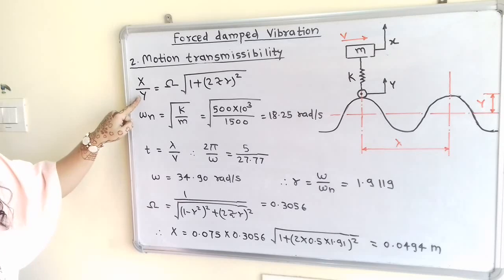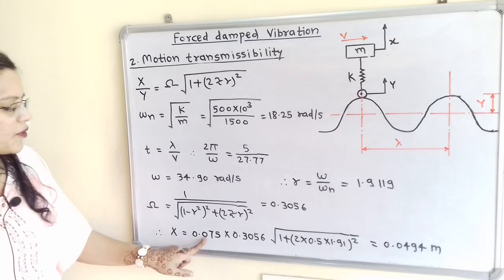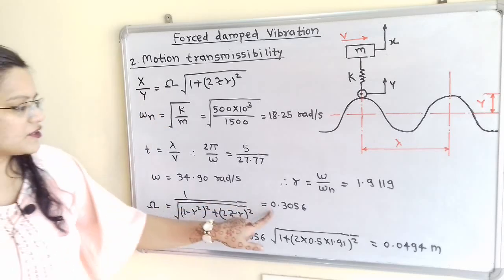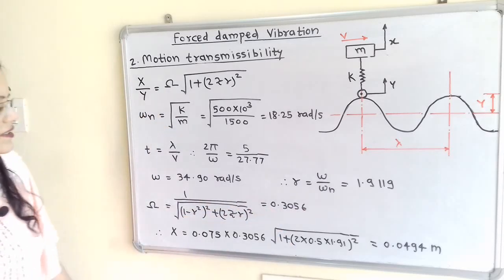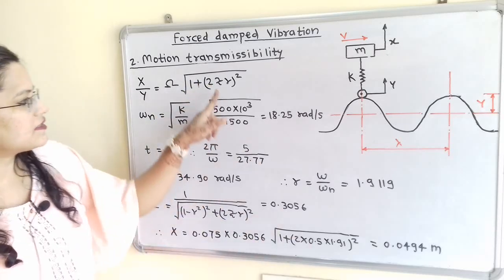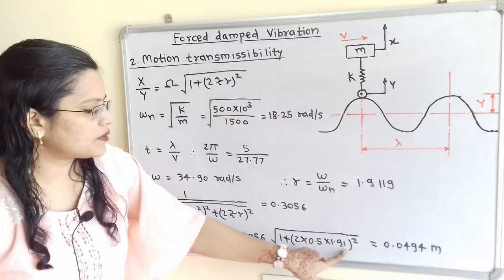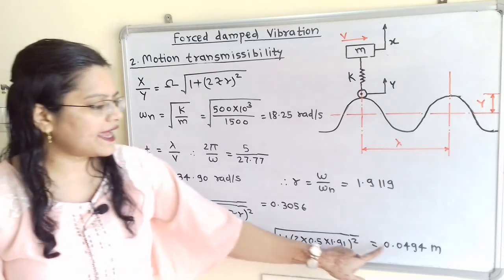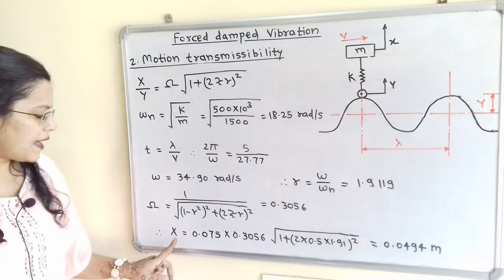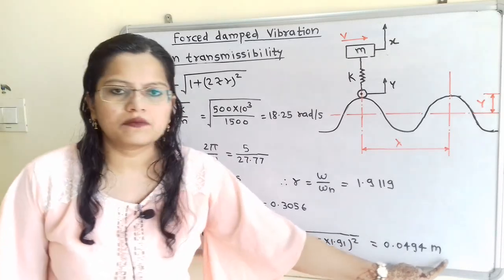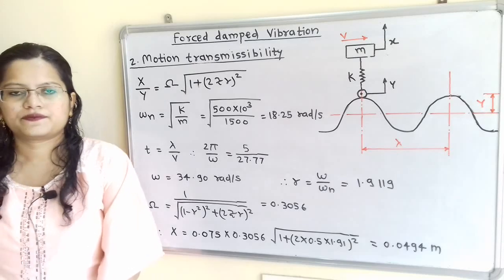And now we will calculate X. So X is equal to y, which is 0.075, multiplied by the magnification factor, that is 0.3056, multiplied by under root of 1 plus (2 into zeta, that is 0.5, into r, that is 1.91) whole square. So when we solve this, we get the answer: the displacement amplitude X is equal to 0.0494 meter.